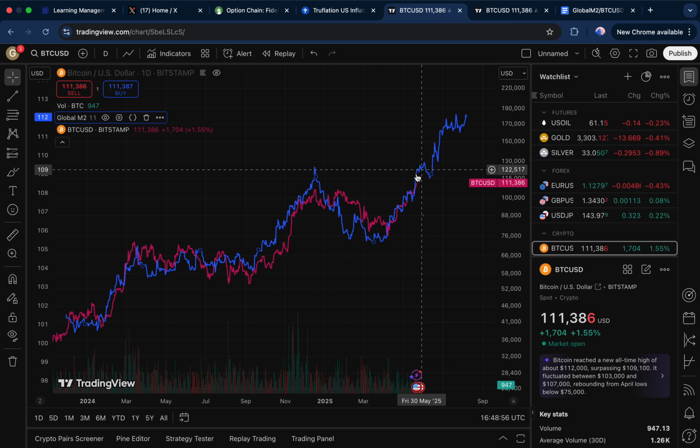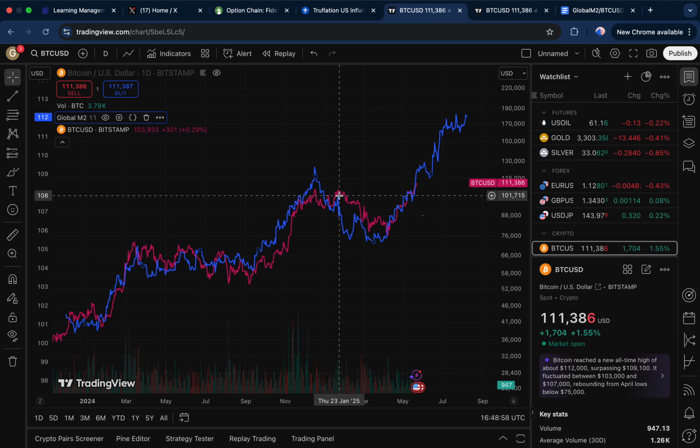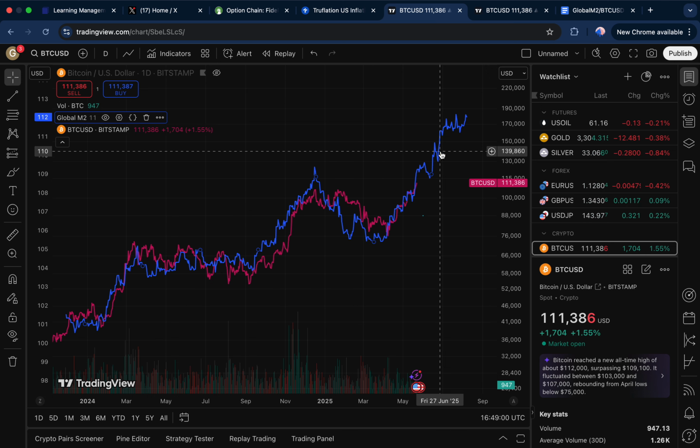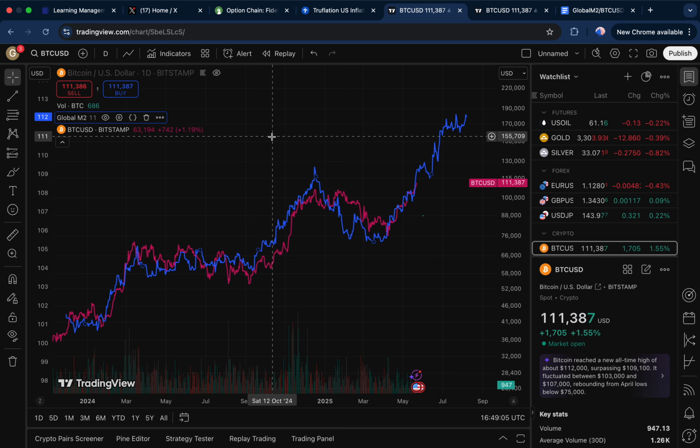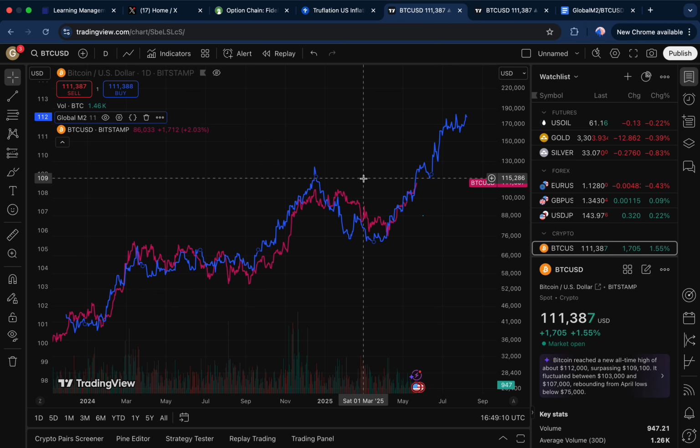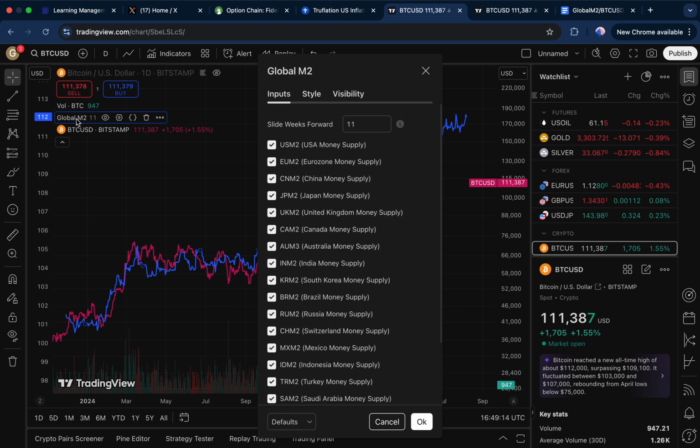These central banks post their data and what they're doing, and it can easily be tracked through this website. This website's free; anyone can use it. The blue line's global M2, and you can slide it forward by weeks. The reason I did 11 is because M2 is what we would call a lagging indicator.